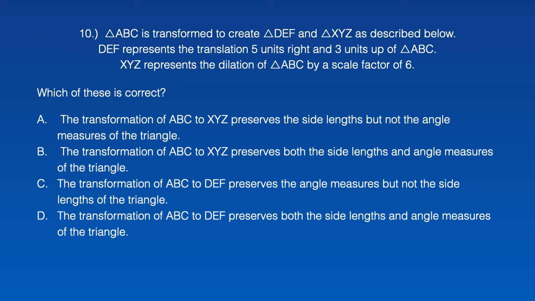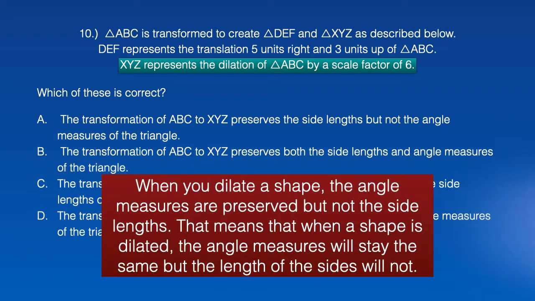Okay, now if you scan the answer choices real quick, you know what? Let's just do it this way. First of all, let's look at triangle XYZ first, all right? XYZ represents the dilation of triangle ABC by a scale factor of 6. Okay, so we already know that when you dilate a shape, the angle measures are preserved, but not the side lengths. That means that when a shape is dilated, the angle measures will stay the same, but the length of the sides will not.